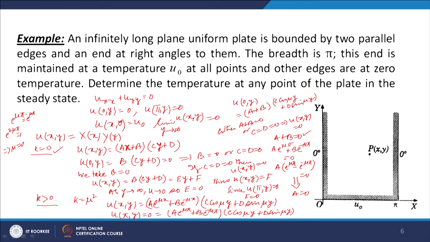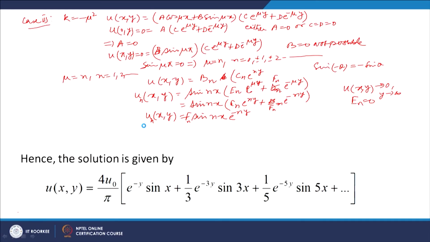We have not yet used the condition u(x, 0) equal to u naught. So, this condition has to be used. For this, we will need the general solution u(x, y) equal to sigma n equal to 1 to infinity f_n sin(nx) into e to the power minus ny. Now, this is a Fourier series. So, let me put y equal to 0.